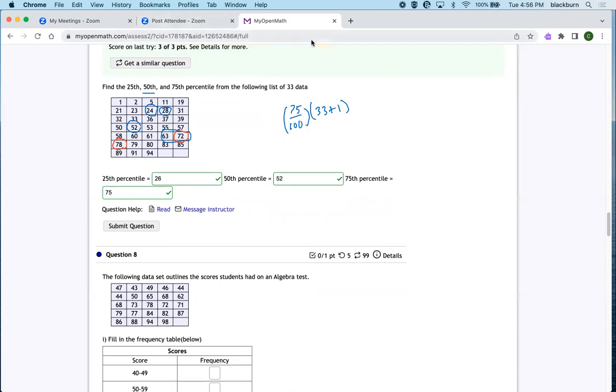And let's see. No one has posted anything in the chat. Okay.